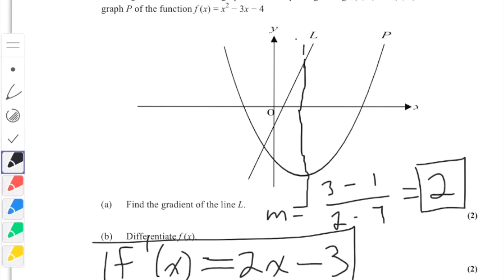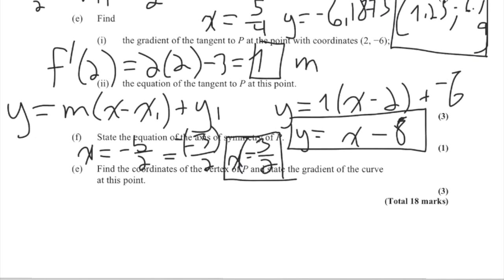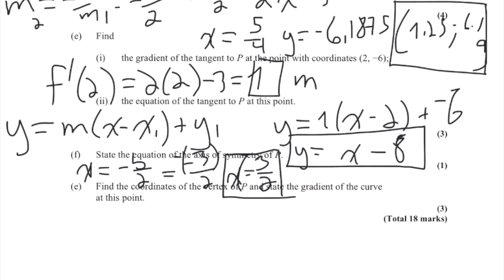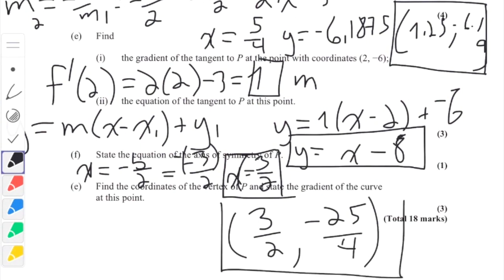So this is the vertex down here. We need to find the y-coordinate to finish the last question. All you have to do is plug 3 over 2 into the original equation, and you'll get the y-coordinate is negative 25 over 4. So that's how you do this question algebraically.